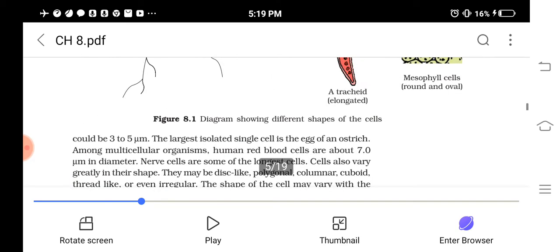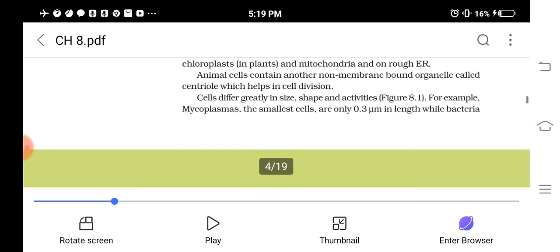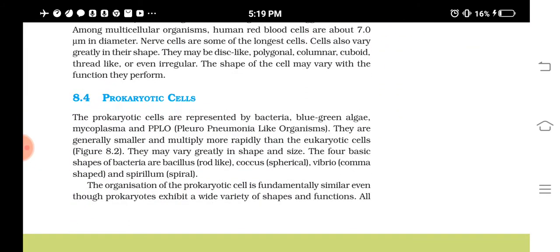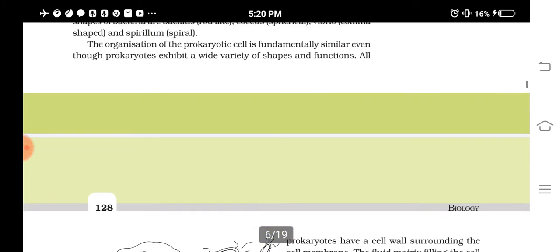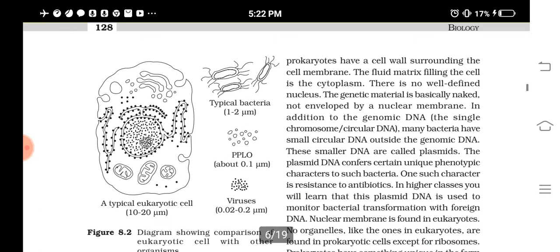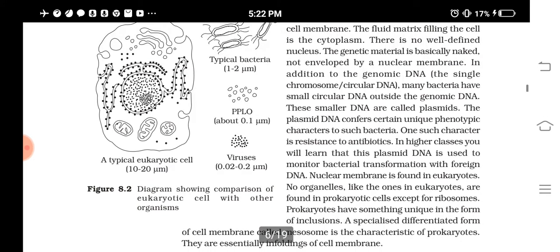We have also studied that the shape and the size of cells vary. According to the functions that they have to do, they are of different types. I have explained to you the structure of a prokaryotic cell, and the genetic material is a single circular DNA, and some of them have an extra-chromosomal DNA called plasmids, isn't it?